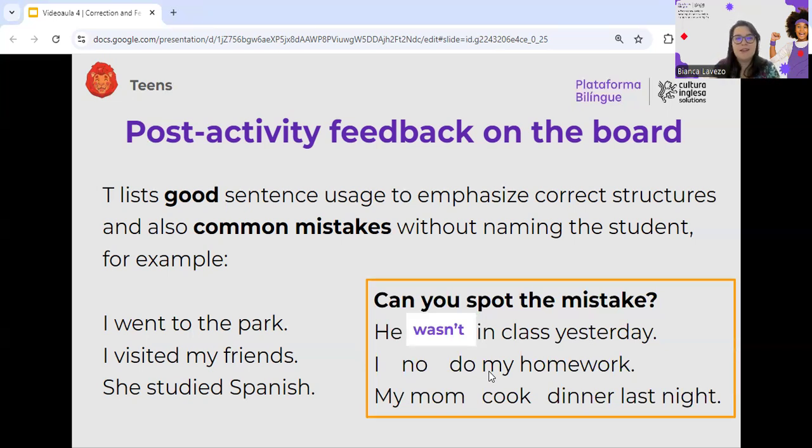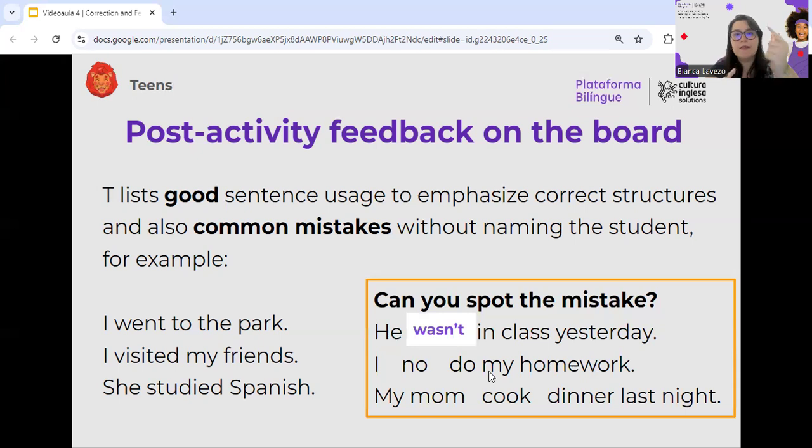For example, you ask, Roberto, were you in class yesterday? Then Roberto will say, yes, I was. Okay. Or Gustavo, were you in class yesterday? No, I wasn't. Where were you, Gustavo? I was at home. Okay. Gustavo, can you ask Alice where she was yesterday? Alice, where were you yesterday? Or were you in class yesterday?